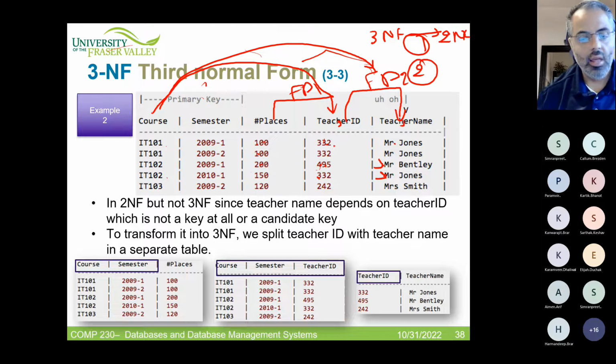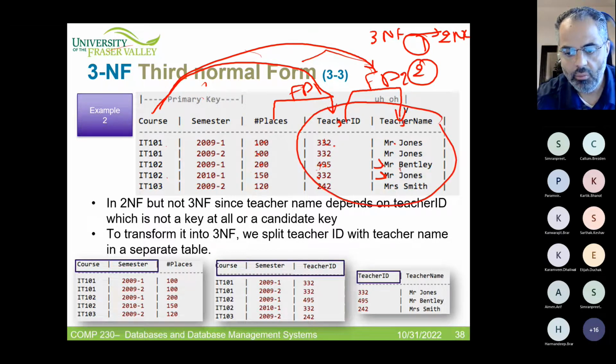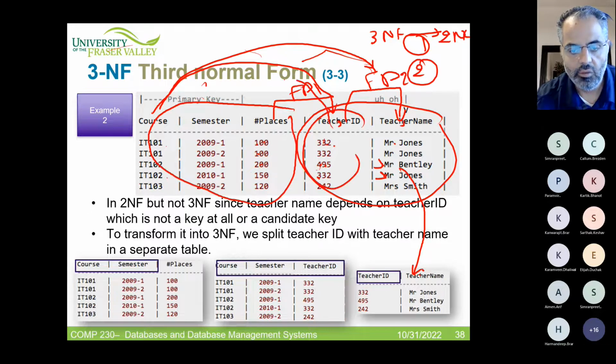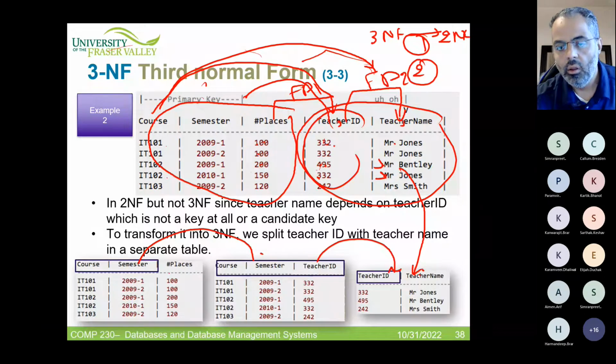And this violates it. How can we transform this? We can do it by decomposing the attributes that have a functional dependency violation. In this case, I have teacher ID and teacher name. I can put it here. And also, I have this, I can put it here. And I put this here just to make this connection. This is related to this and this is related to this. So I can decompose it in this way.